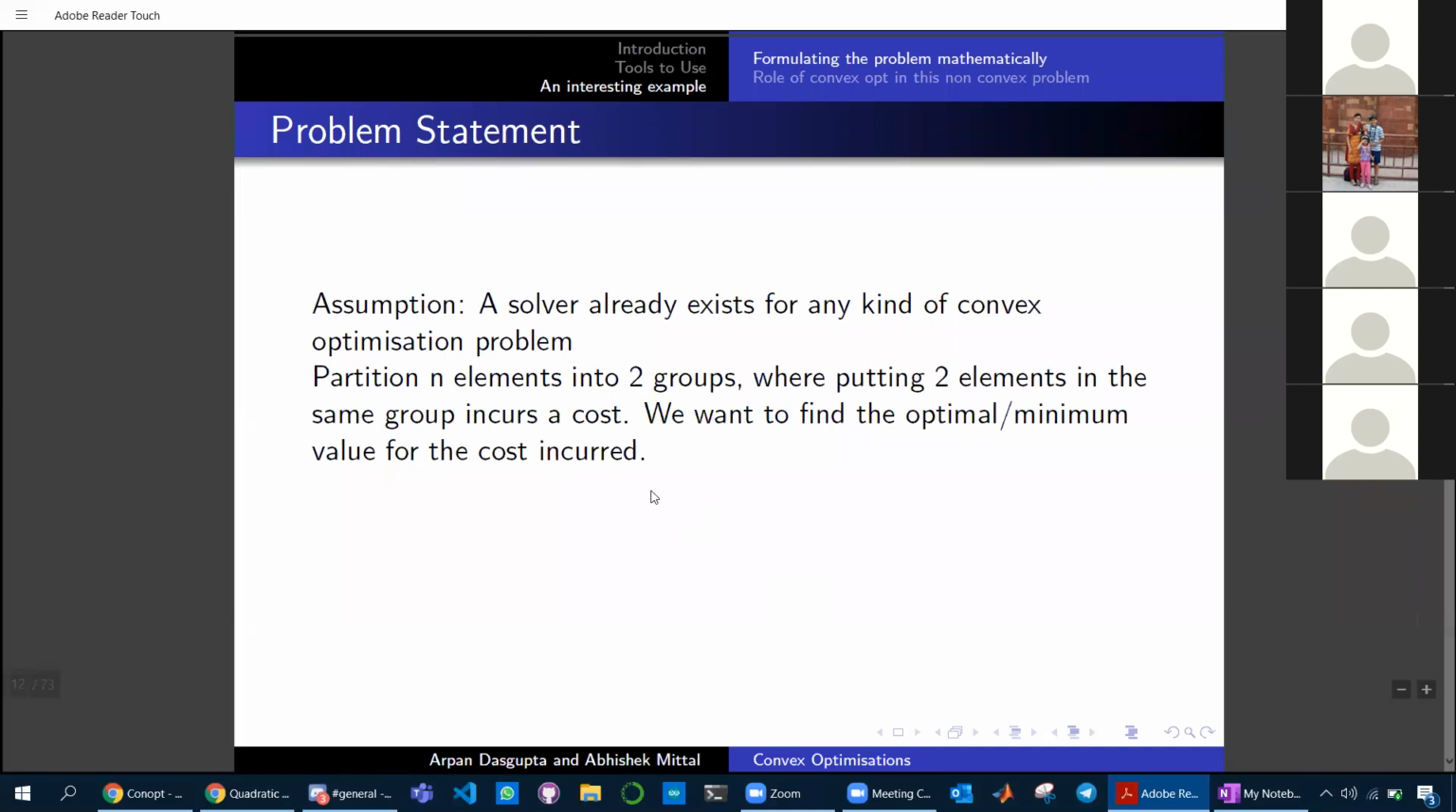Now the problem statement is that you have n elements and you want to divide them into two groups, where putting two elements in the same group will incur a cost. So let's say we have a matrix C, where the i, jth element will tell you how much cost you have to pay if you put the ith element and the jth element in the same group. If Cij is quite high, you would want to put the ith element and the jth element preferably in different groups. But if it's pretty low, and in fact if it's negative, then you would prefer that you keep them in the same group.